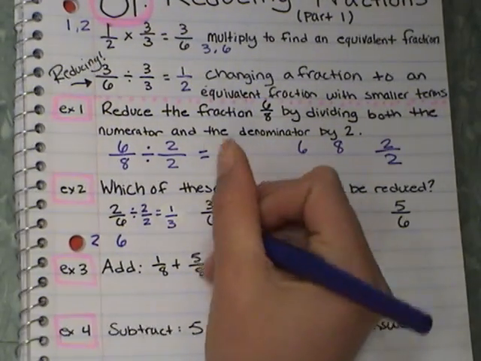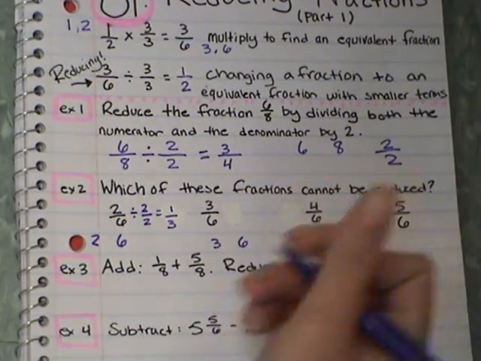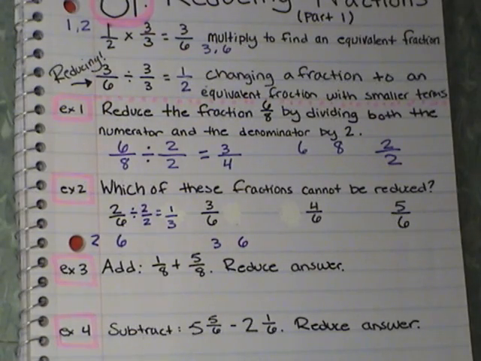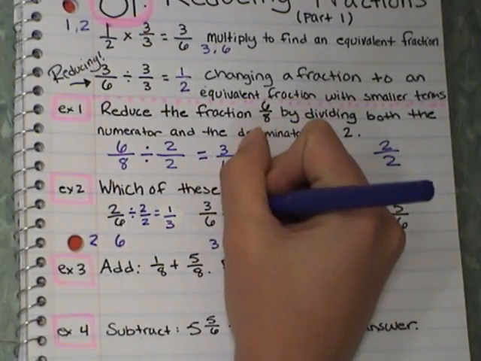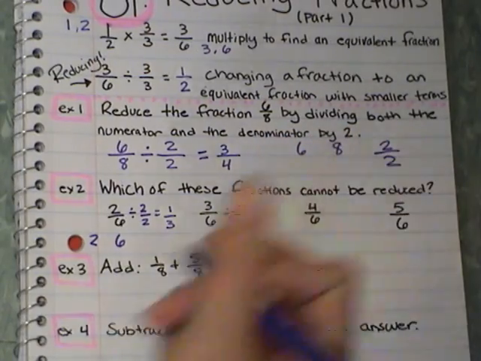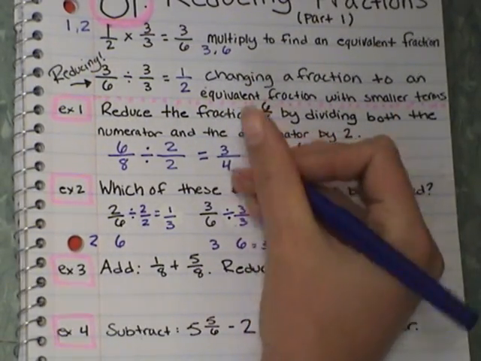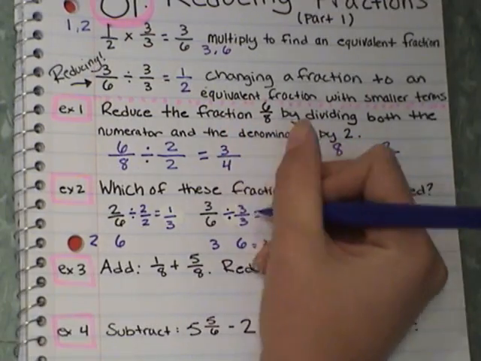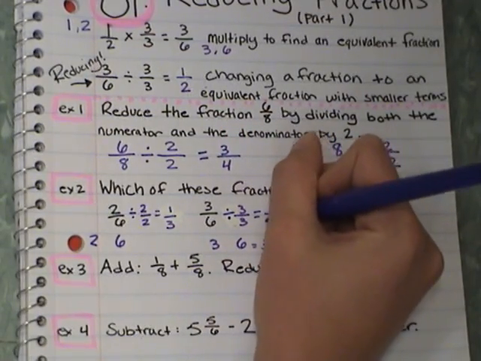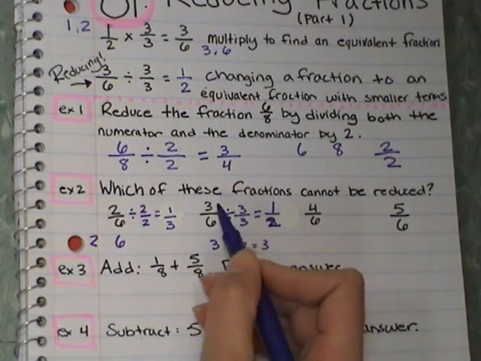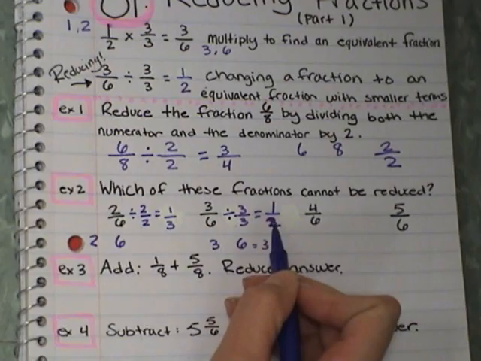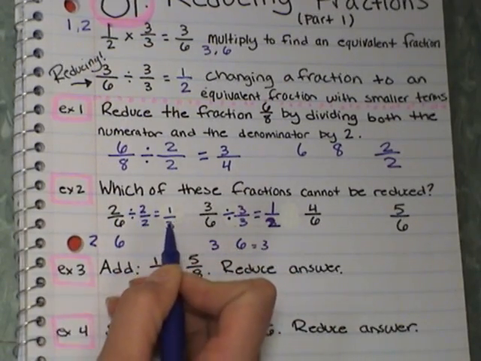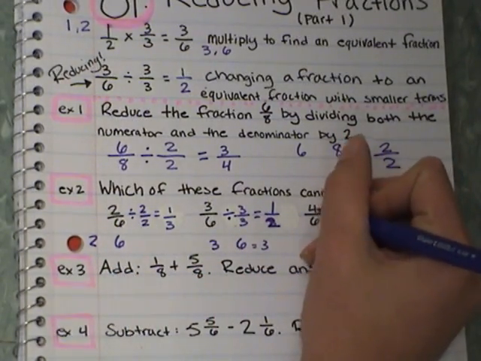My terms are 3 and 6. What number can fit into both 3 and 6? 3. So I'm going to divide my top and my bottom by 3. 3 divided by 3 is 1. 6 divided by 3 is 2. Oops, I wrote 3. 2. So 3/6 reduced is 1/2. 2/6 reduced is 1/3.